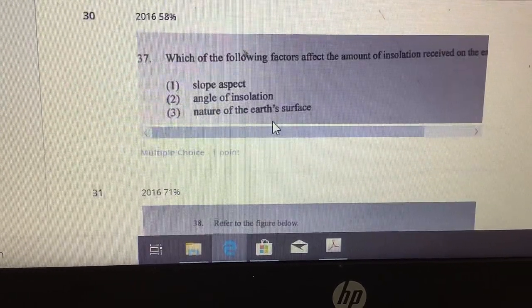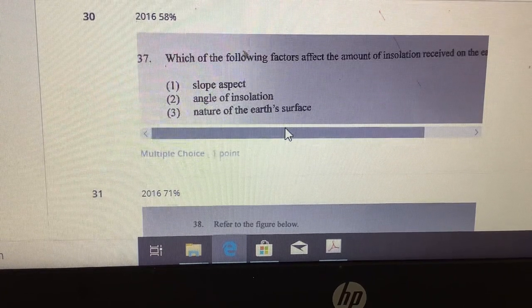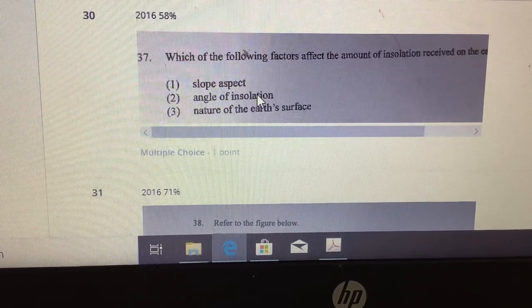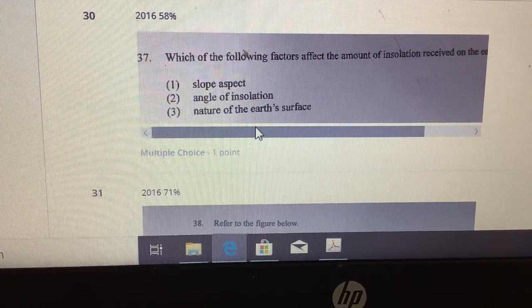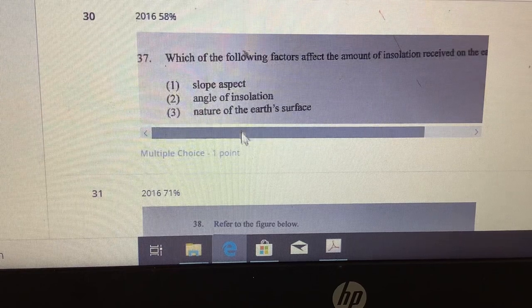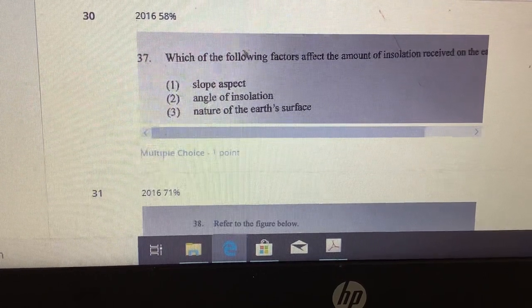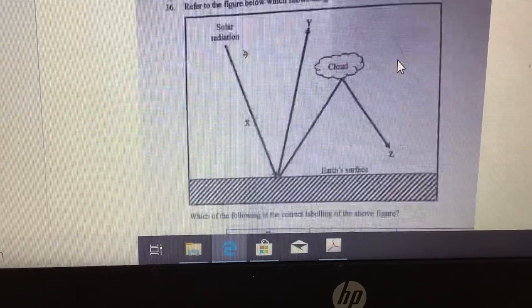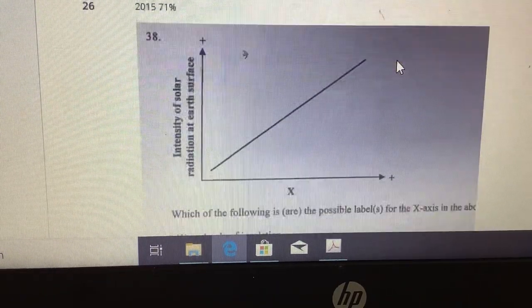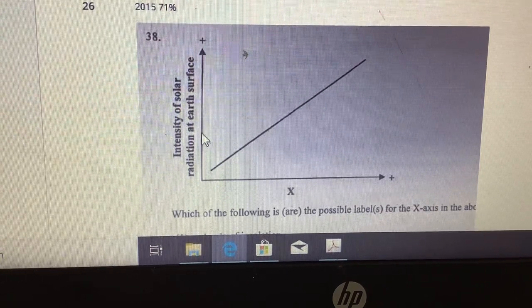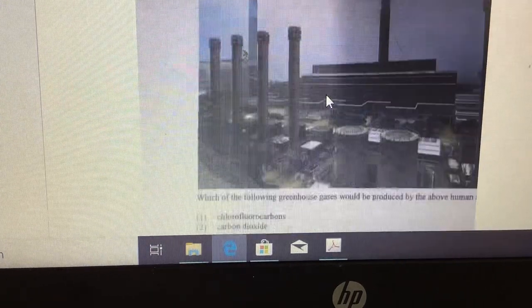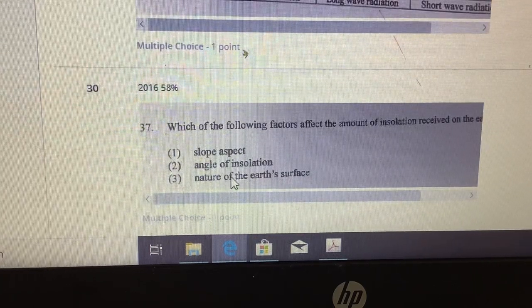A. Which of the factors will affect the amount of insolation received on the Earth's surface? Slope aspect, yes. Angle of insolation, yes. Nature of the Earth's surface, yes or no? No, because it's not related to the amount of insolation. Actually, few questions in the past paper ask you this already, such as this one, as I've said before. Cloud cover, not related to the solar radiation. The answer should be 1 and 2 only, isn't it?